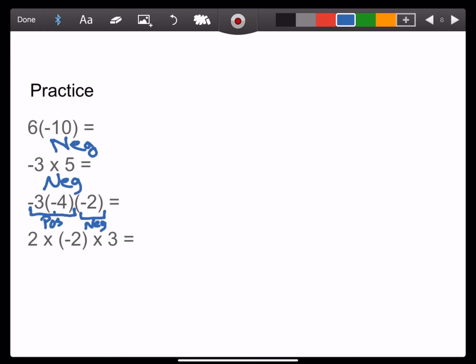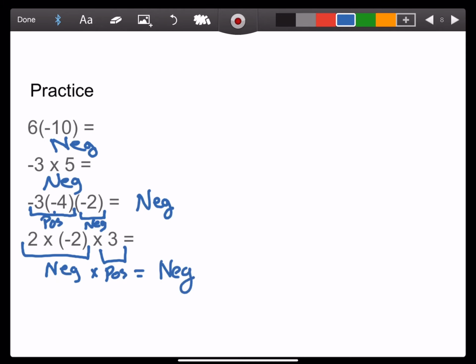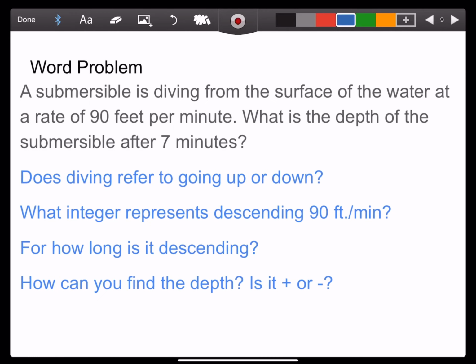So a positive and a negative, so your answer is going to be negative, okay? Here you have a positive times a negative, so this is negative. And this is times a positive. So a negative times a positive is a negative answer. So check to make sure that you got those correct. Did we get all negatives here? All right, let's look at this word problem.